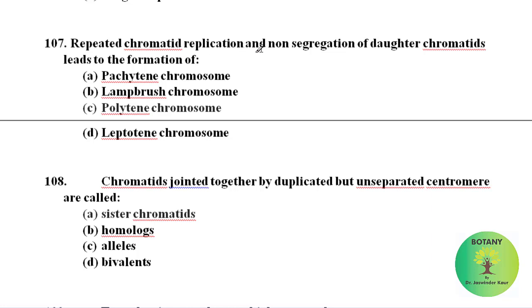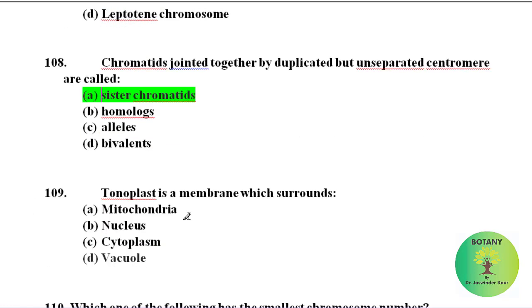Repeated chromatid replication and non-segregation of daughter chromatids leads to the formation of polytene chromosomes. Chromatids joined together by a duplicated but unseparated centromere are called sister chromatids.